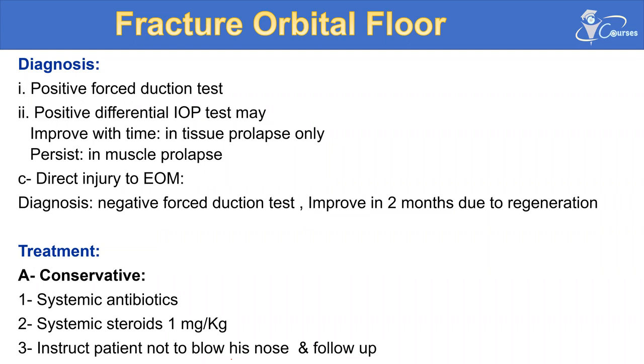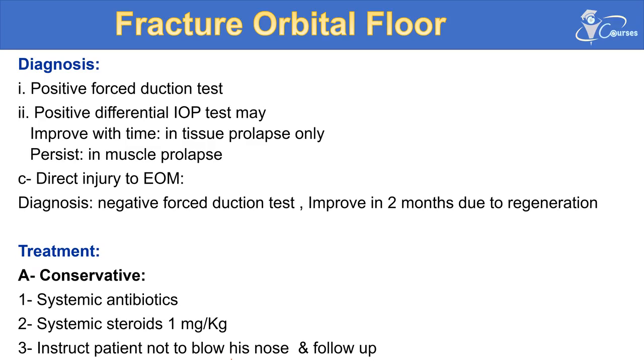Another test used to diagnose fracture of the orbital floor, or in any case of restrictive strabismus, is called the differential IOP test, or differential intraocular pressure test. What is it? We measure the intraocular pressure by applanation tonometer in the primary position, and then we compare it when the patient is looking toward the direction of the restriction.